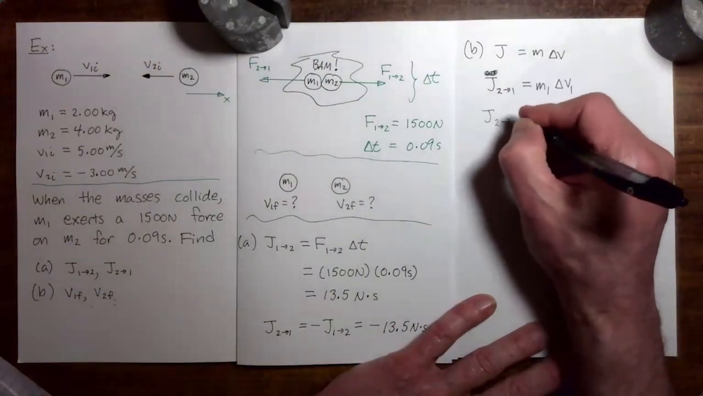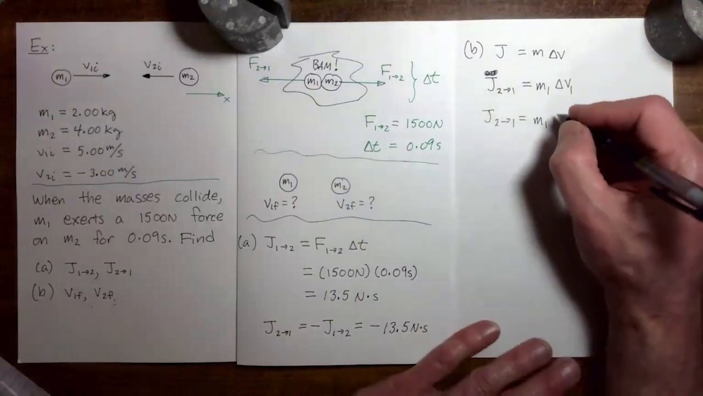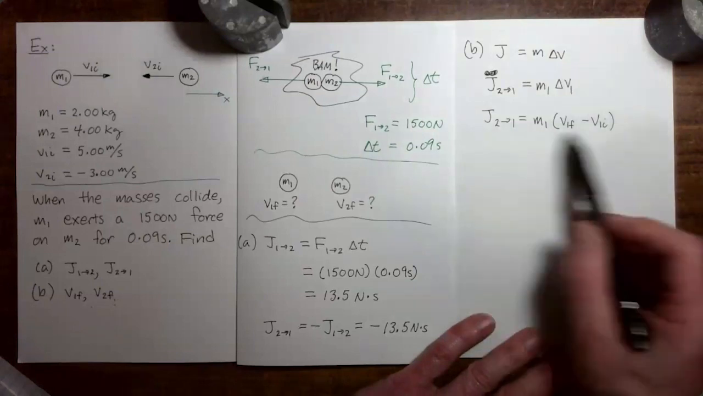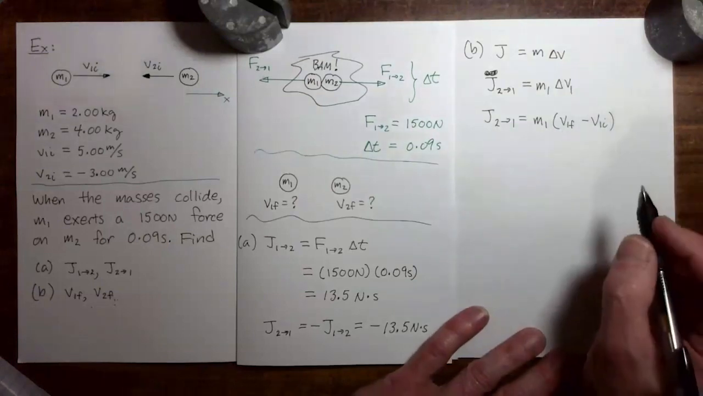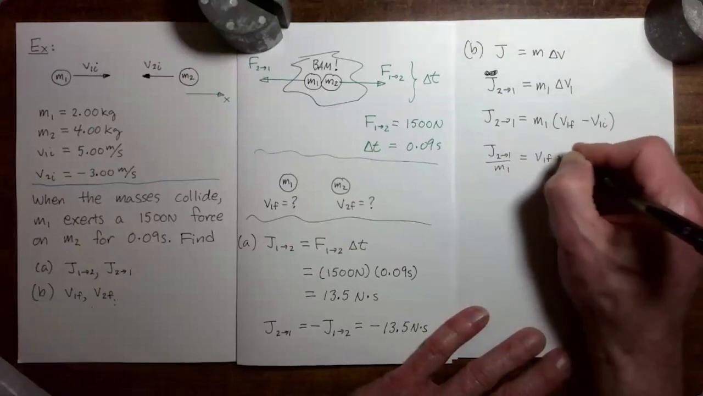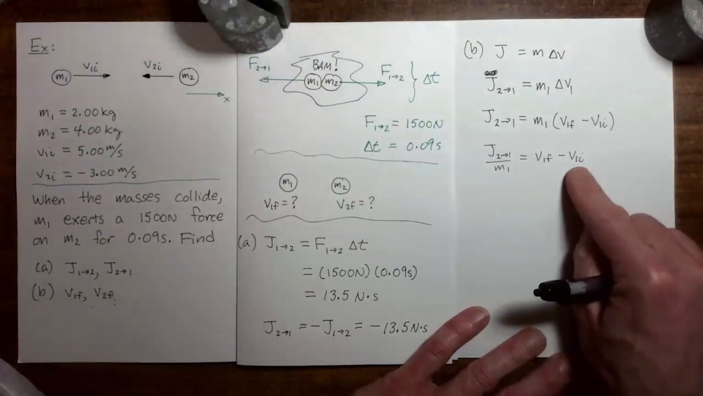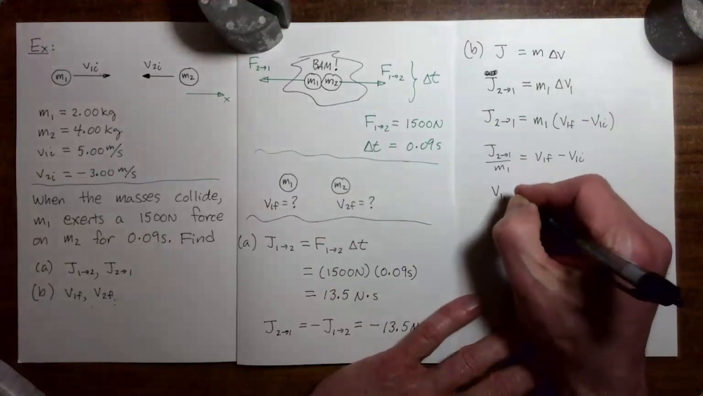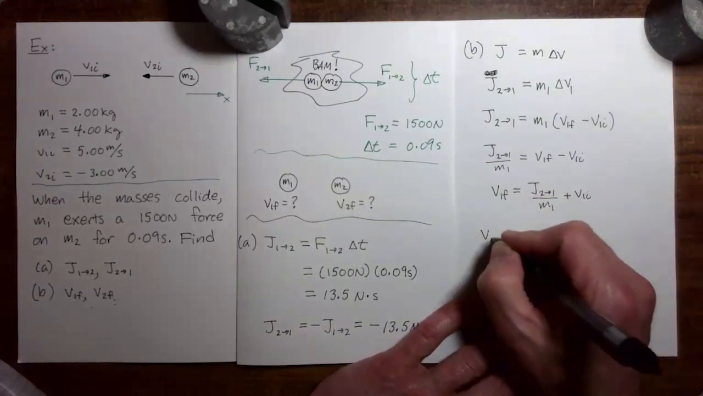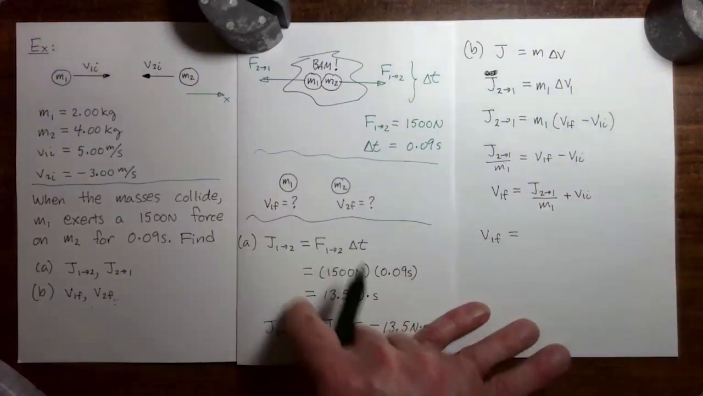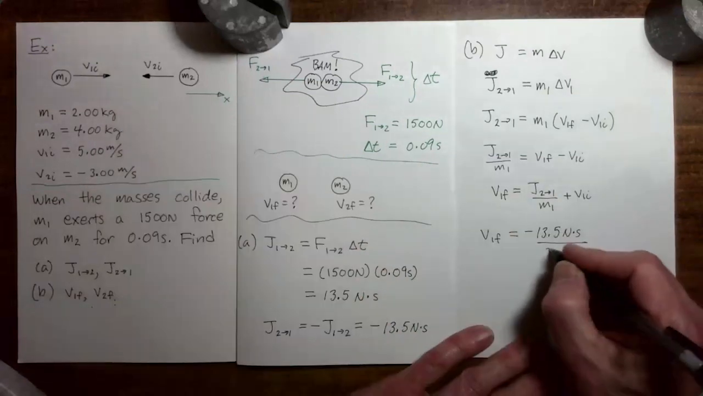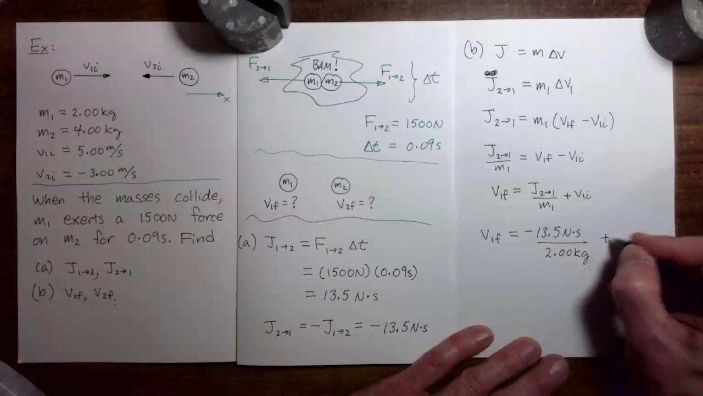Continuing then, I have that the impulse 2 gives to 1 equals mass 1 times the change in the velocity of 1, which would be velocity 1 final minus velocity 1 initial. And if you look at what we have here, everything is known except for V1 final, so I'll just solve for it. So I have then impulse 2 on 1 over M1 equals V1 final minus V1 initial. So then I'm going to take V1 initial, move it to the left, and flip sides, giving me V1 final equals J2 on 1 over M1 plus V1 initial. And now substituting, I have J2 on 1 is minus 13.5 Newton seconds. Mass 1 is 2 kilograms. V1 initial is 5 meters per second.